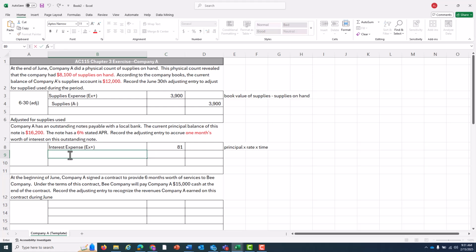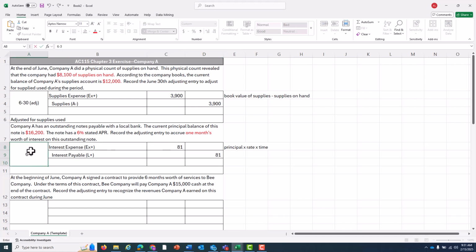This interest is now owed to our lender, to the bank that we borrowed from, which means we need to establish a liability for interest that is owed to this other party. And like all liability accounts, it's going to go up on the credit side. So we're going to need a credit to a liability. What is this liability for? It's for interest owed. So we're going to put it to interest payable.